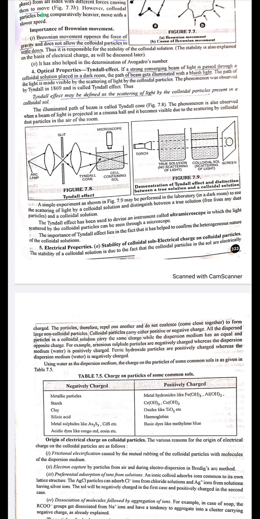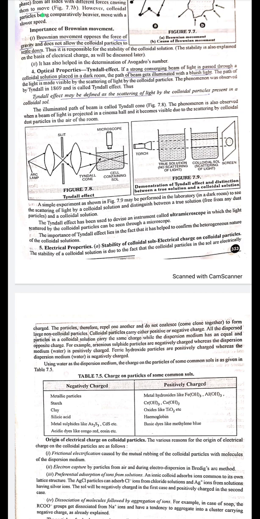The phenomenon is also observed when a beam of light is projected in a cinema hall and it becomes visible due to the scattering by colloidal dust particles in the air of the room. A simple experiment as shown in figure 7.9 may be performed in the laboratory to see the scattering of light by a colloidal solution and distinguish between a true solution and a colloidal solution.